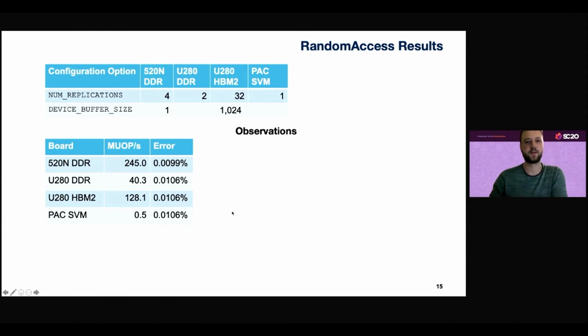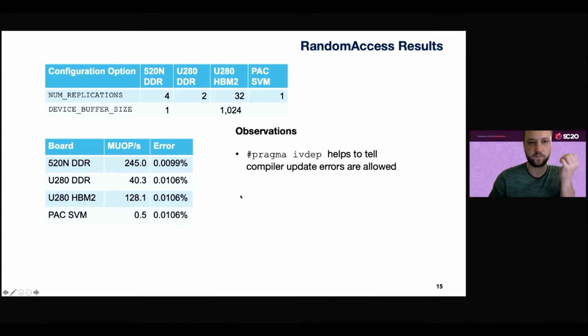If we look at the results here, you can see in this table the total performance results, in mega updates operations per second. This is the metric that is used for the random access benchmark. You can see that the 520N board had by far the highest performance. This is because we could use a nice trick here. For the Intel compiler, there's the possibility to tell the compiler that we don't want to consider this memory dependency. With that, we could create this single pipeline and reduce the stalls there.